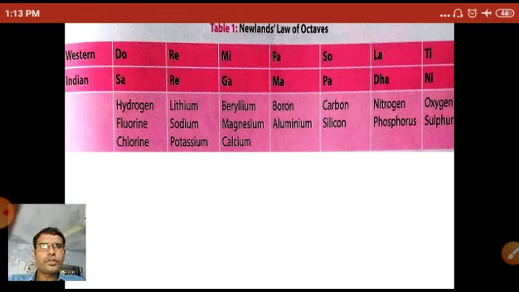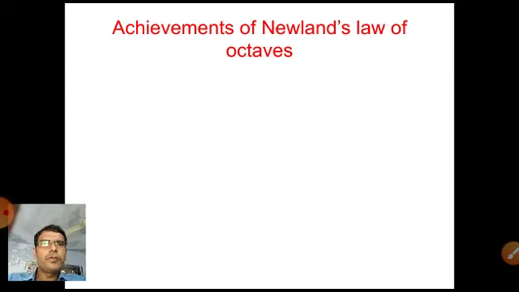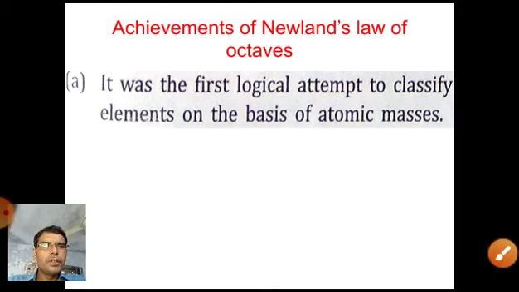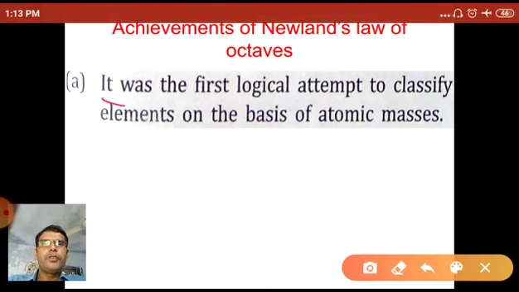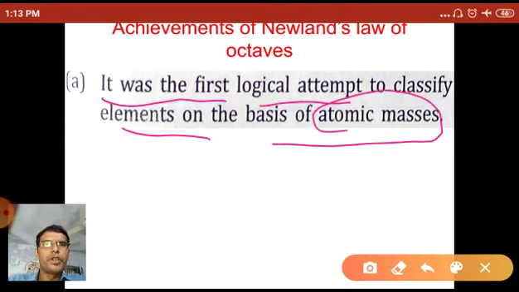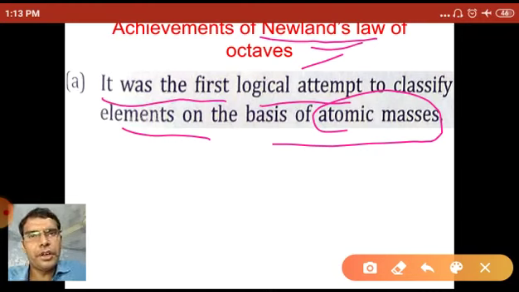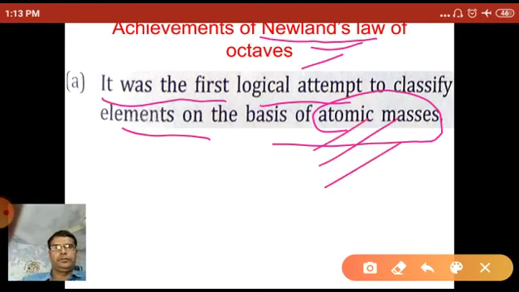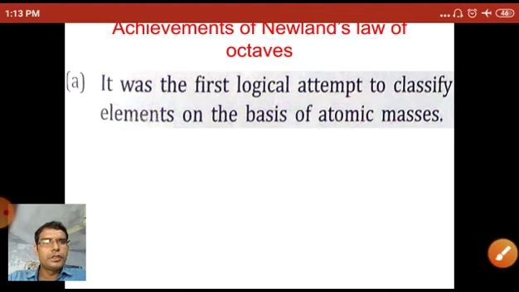Now the achievements of Newland's law of octaves. The first achievement: it was the first logical attempt to classify elements on the basis of atomic masses. So in the Newland law, Newland first classified the elements on the basis of their atomic masses. So it is a logical attempt that was taken by Newlands in his law.